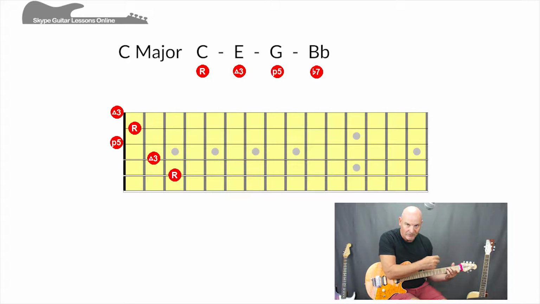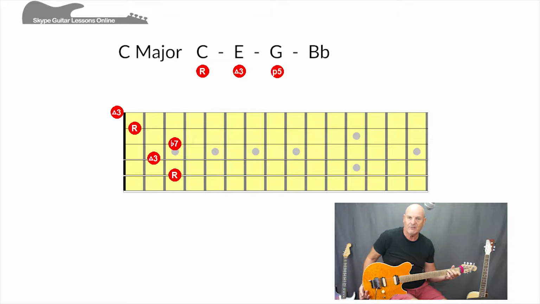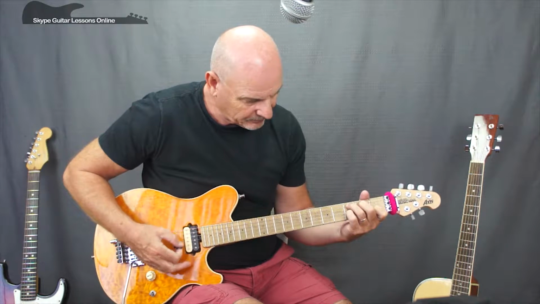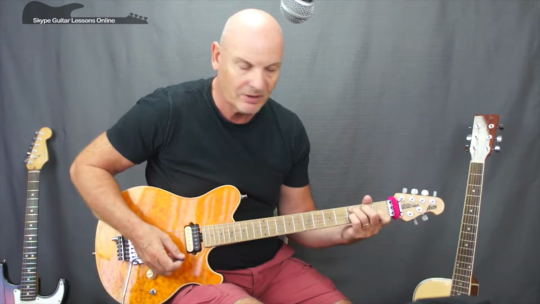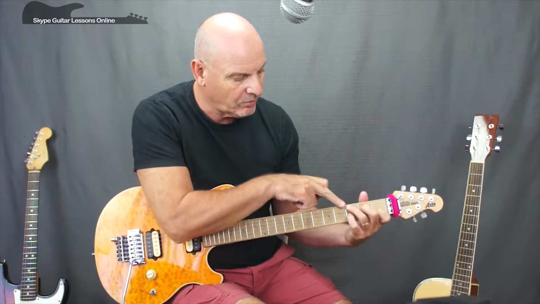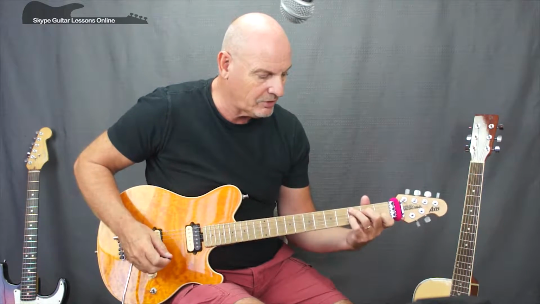A simple way of doing it on this shape is to add the B flat, which is on the G string. That gives us a C7 chord. There are other variations of doing this, but that is pretty much the standard way of playing C7. And of course, the root note is using your third finger.